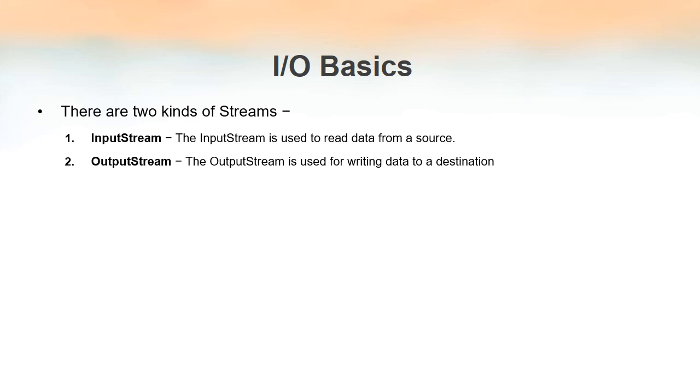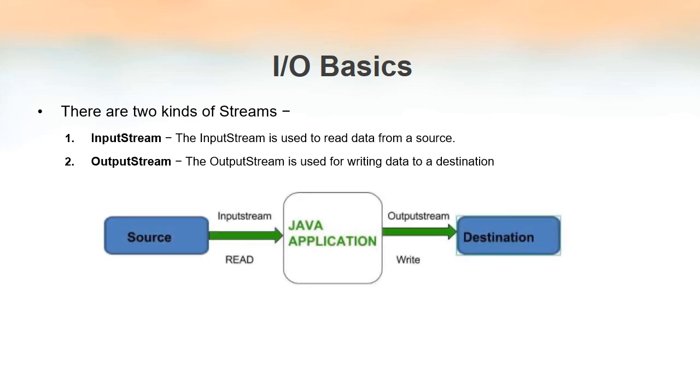In Java, there are two kinds of streams. They are input streams and output streams. As the name indicates, an input stream is used to read data from an input source, and an output stream is used for transferring the output to the destination. This figure clearly indicates the processing of the input and output stream. A Java application makes use of the input stream to read the data from the source. Then the Java application processes the data and writes the data into the destination by using the output stream.